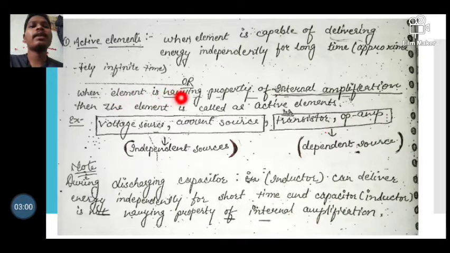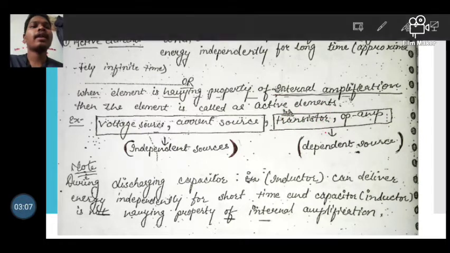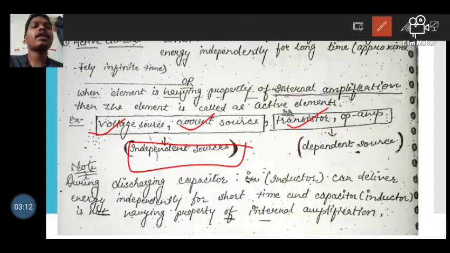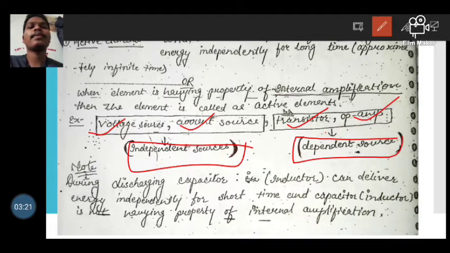Or when an element has the property of internal amplification, then the element is called an active element. Active elements like the voltage source and current source are independent in nature, and the transistor and operational amplifier can amplify their property, so they are dependent sources.